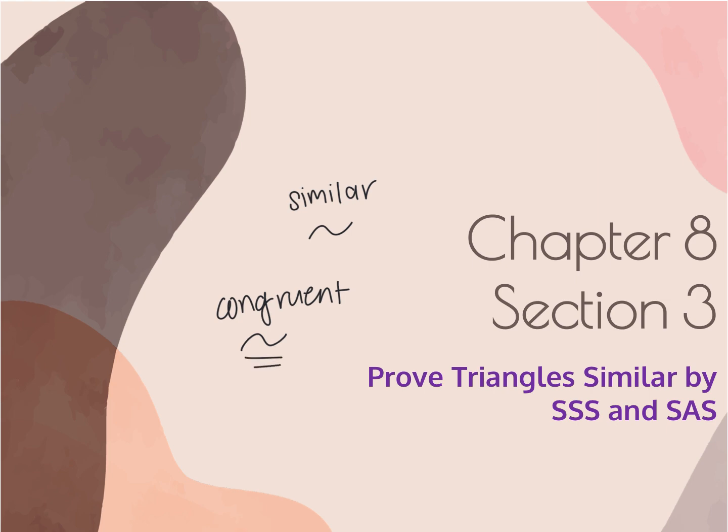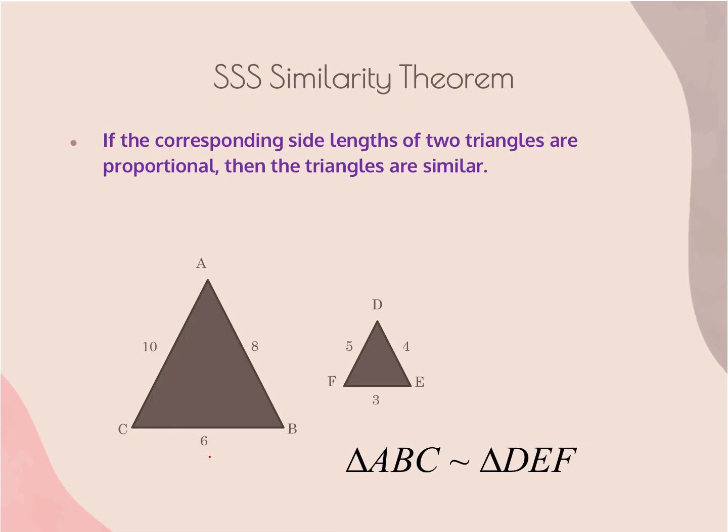When you were writing these, for those of you who did it on the quiz, make sure you're understanding the difference between your similar symbol and your congruent symbol. You have to know that. All right. Side, side, side similarity theorem. If the corresponding side lengths of two triangles are proportional, then the triangles are similar.